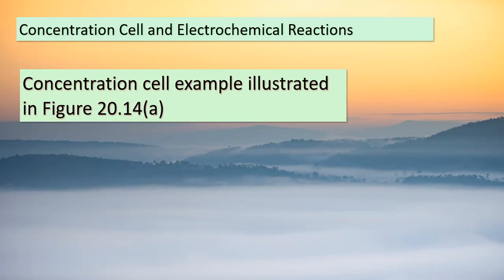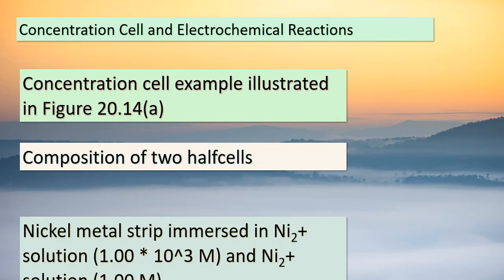Hello, students. Today, we're delving into the intriguing world of electrochemical reactions and focusing on a fascinating example of a concentration cell. Let's start by understanding the components involved in this setup. In Figure 20.14, you can see the diagram of the concentration cell we'll be discussing. This cell comprises 2 half cells, each containing a strip of nickel metal. The key difference between the 2 half cells lies in the concentration of the Ni²⁺ solution they're immersed in.